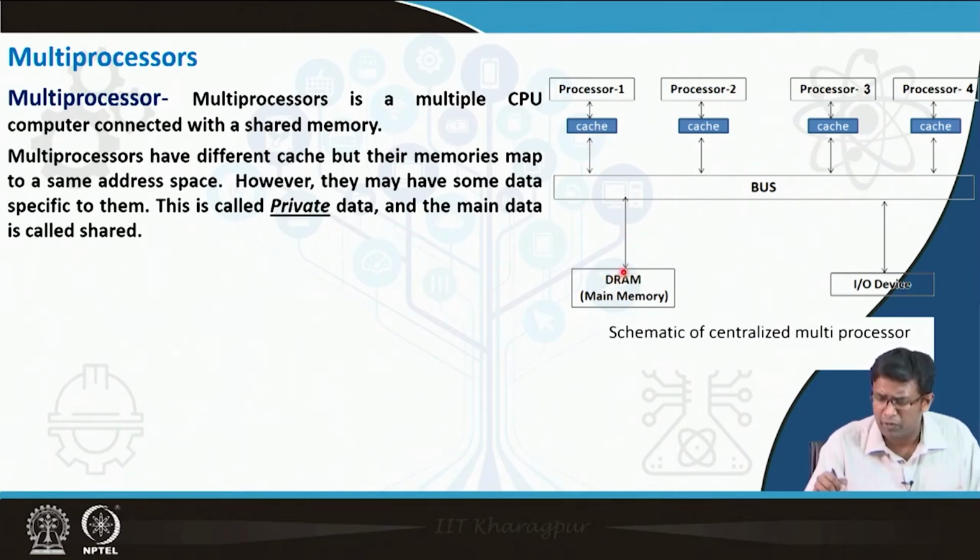Even if some memory goes to the cache of processor 1 and the same part of the memory goes to the cache of processor 2, they must be mapped to the same address space. However, it is also possible to give some data very specific to each of the processors, and this is called private data.